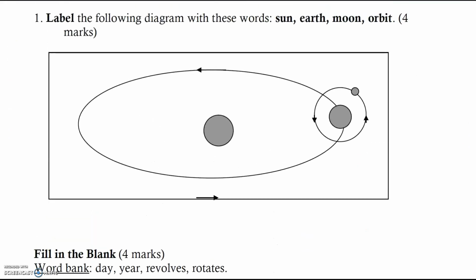Okay, question number 1. Label the following diagram with these words: Sun, Earth, Moon, Orbit, for 4 marks. You can pause the screencast to complete this task.